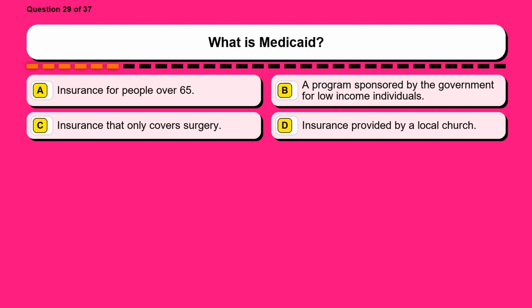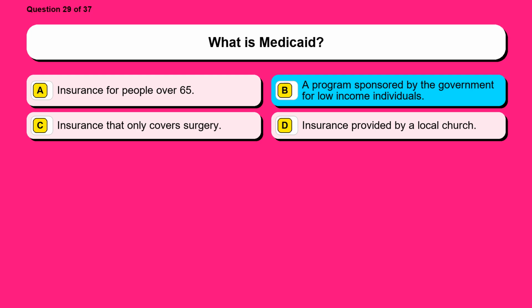Option A, insurance for people over 65. Option B, a program sponsored by the government for low-income individuals. Option C, insurance that only covers surgery. Option D, insurance provided by a local church.